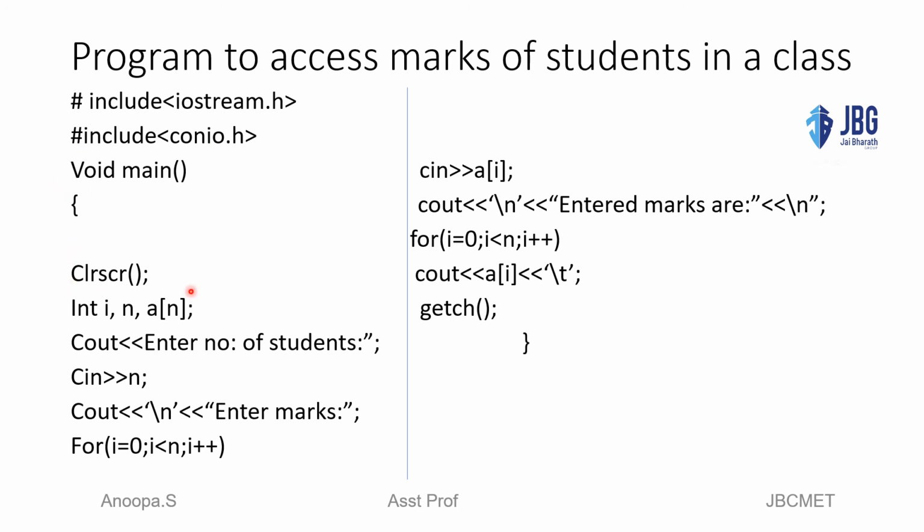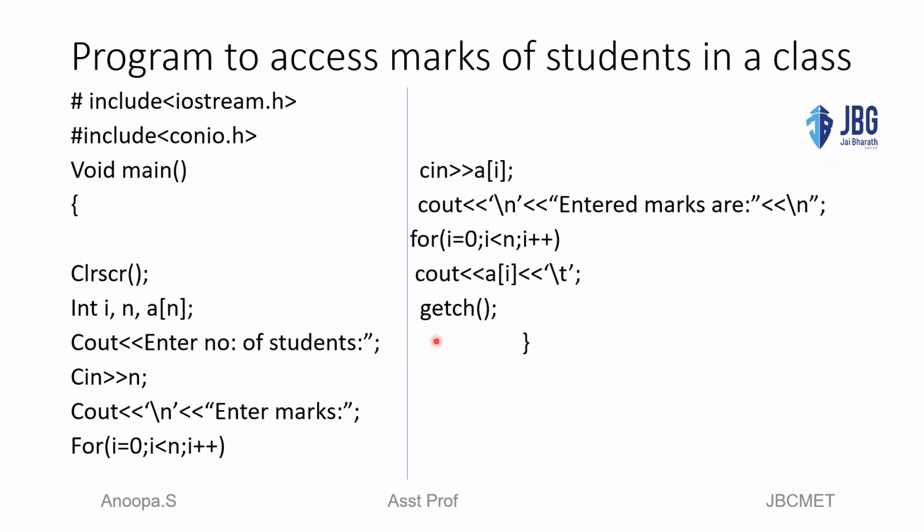Now clearing the screen. Now I am having 3 variable declarations. i is a loop control variable, n is used for storing the number of students, and a of n is our array. a is the name of the array, and see the index. I am not giving a particular value as the array size. Instead, I am giving the general value n, so that while running the program, we will give the input of n to this array of n. So size is automatically assigned within the program.